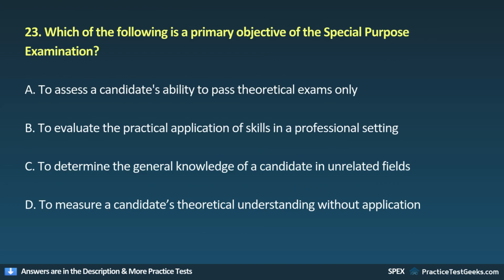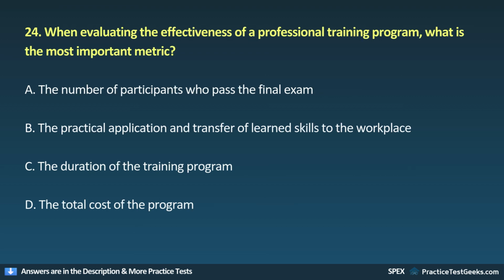23. Which of the following is a primary objective of the special purpose examination? A. To assess a candidate's ability to pass theoretical exams only. B. To evaluate the practical application of skills in a professional setting. C. To determine the general knowledge of a candidate in unrelated fields. D. To measure a candidate's theoretical understanding without application.